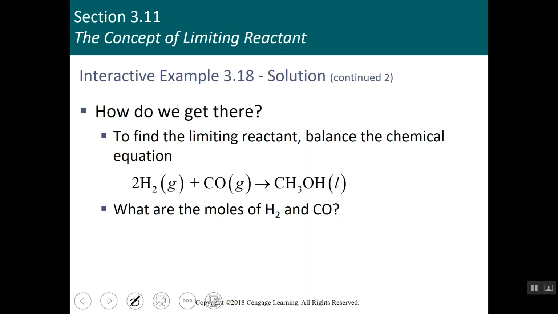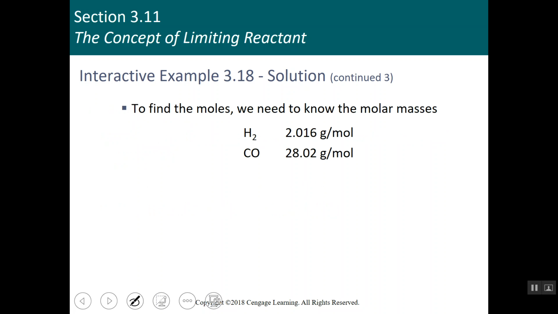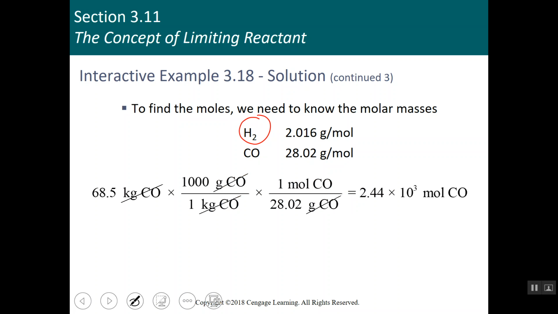How many moles of hydrogen and carbon monoxide do we have? There's the molar masses. Notice again, hydrogen is diatomic, and so we take 1.008 times 2. And then carbon monoxide, we add the carbon mass to the oxygen mass. Okay, so first off, let's look at carbon monoxide. This is the prompt given to us by the problem. We need to get it into grams, so we're going to use this unit factor to get it to grams. Notice we need kilograms on the bottom because we need that to balance out. We need grams on the top.